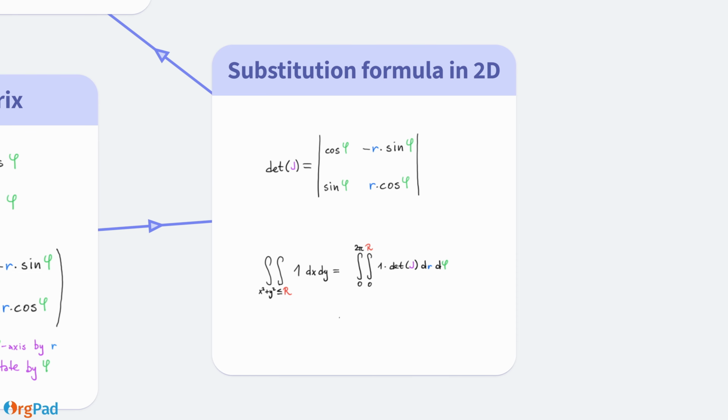In this example, the determinant is equal to r times cosine squared of phi plus r times sine squared of phi, which is equal to r. So we get the same result as before. Locally the size is scaled by r. The resulting integral is again equal to pi r squared.